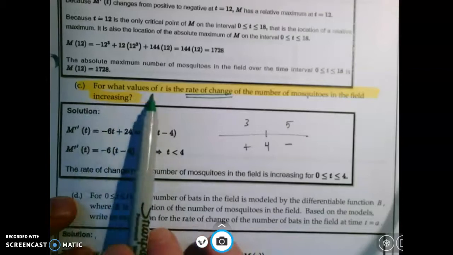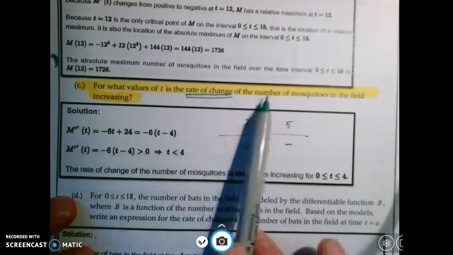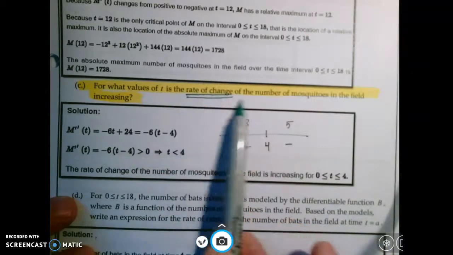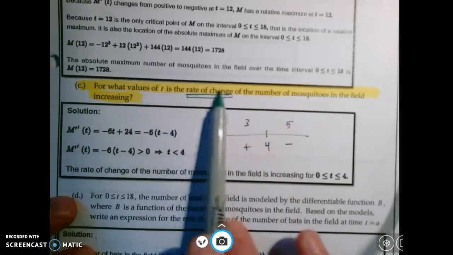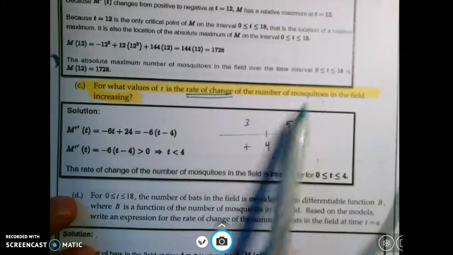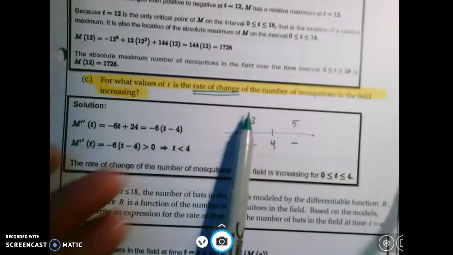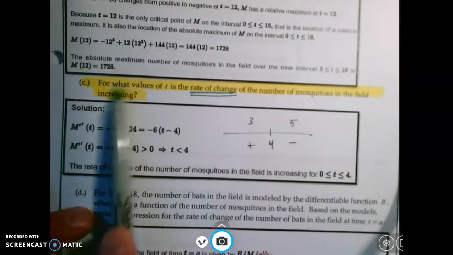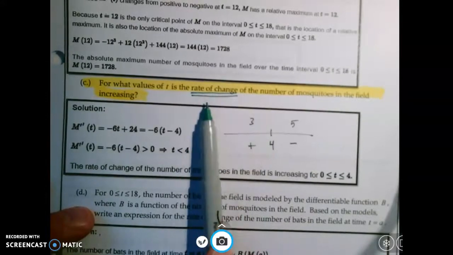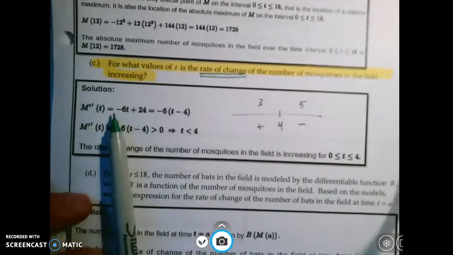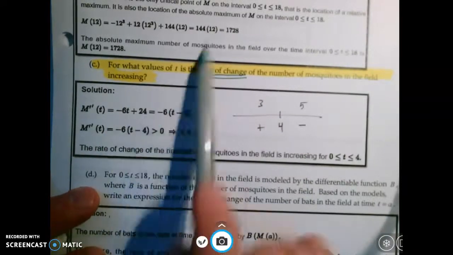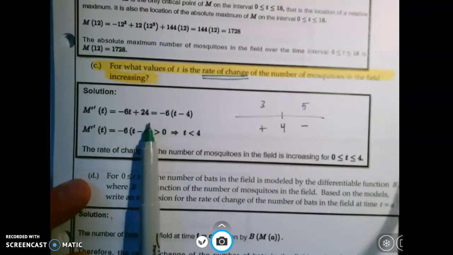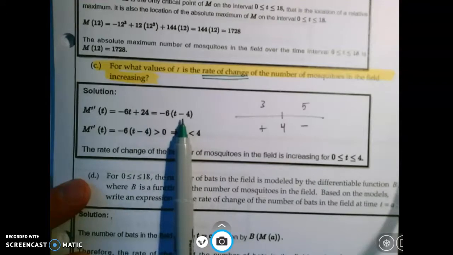For what values of t is the rate of change of the number of mosquitoes in the field increasing? We're not looking for when the number of mosquitoes is increasing, we're looking for the rate of change. So that's the second derivative. If this said for what values of t is the number of mosquitoes increasing, it would be the first derivative. But it's asking about the rate of change, so we look at the second derivative: negative 6t plus 24. We set that equal to 0, take out our GCF, and find t equals 4 is our critical value.